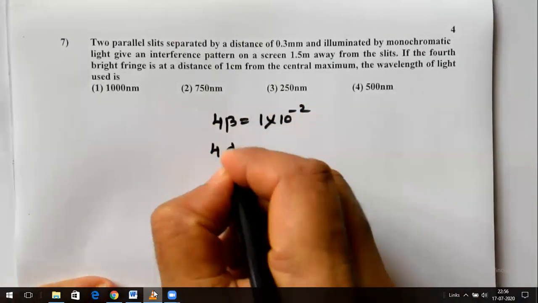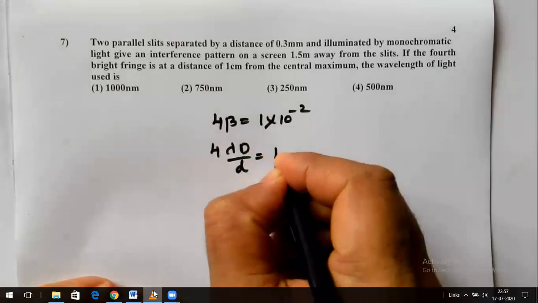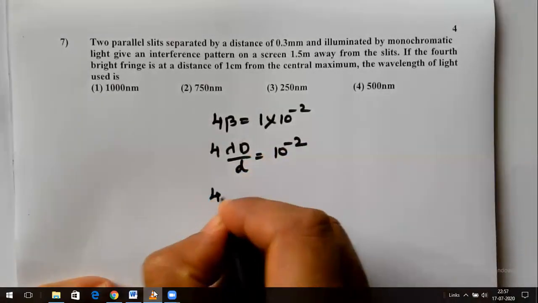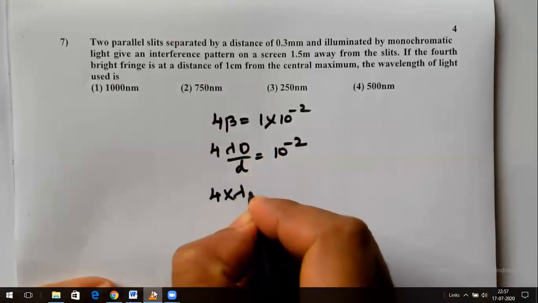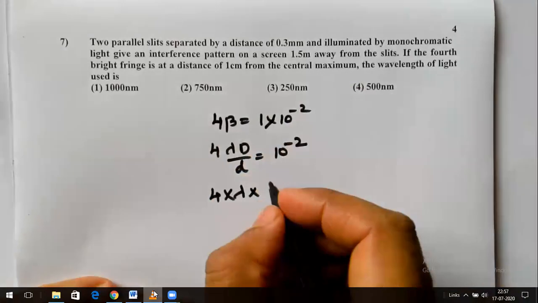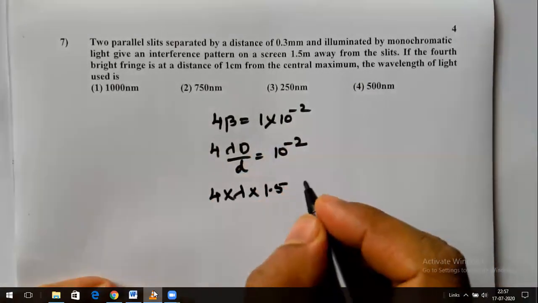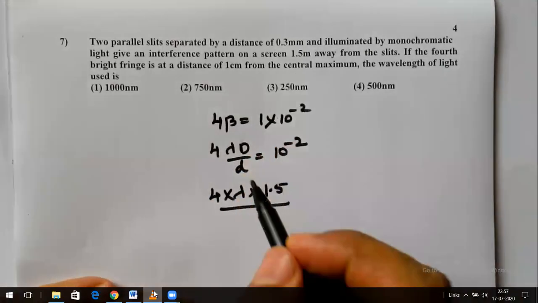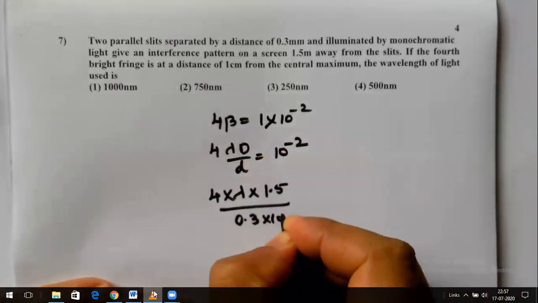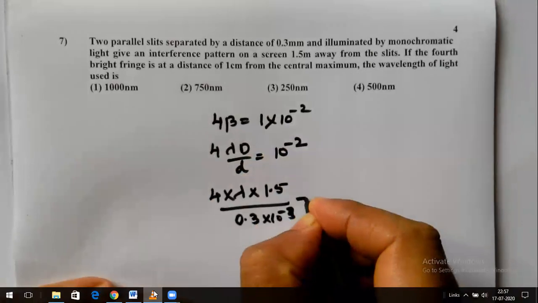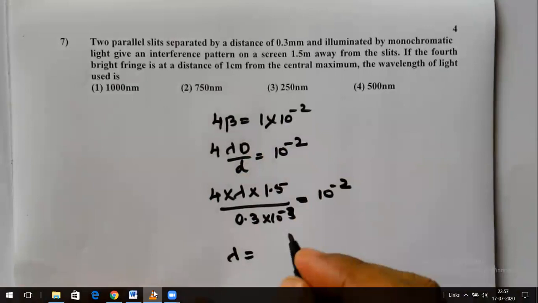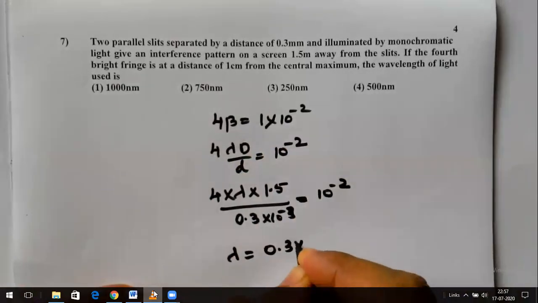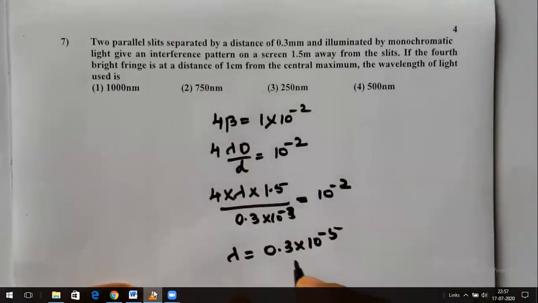So 4 into lambda d by d is equal to 10 to the power minus 2. 4 into lambda, wavelength of light used, that is the question to be answered now, into d, the distance of the screen from the slits is 1.5 meter. The distance between the slits is 0.3 millimeter. 0.3 into 10 to the power minus 3 is equal to 10 to the power minus 2. So lambda corresponds to 0.3 into, this is 10 to the power minus 5 divided by, this is 6.